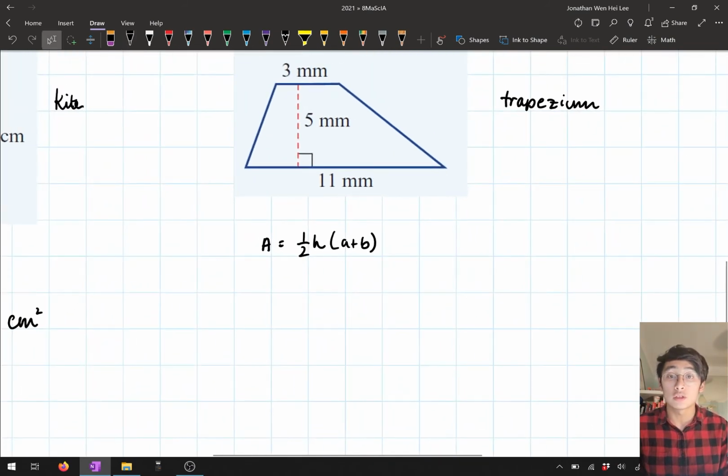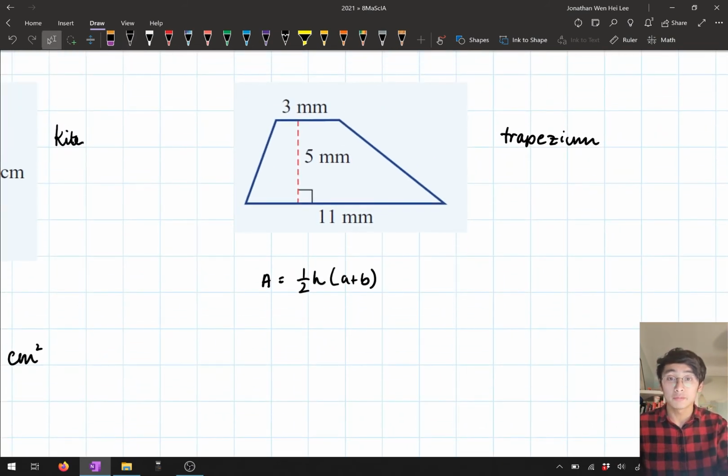When I'm using this formula, I need to find the height, and I also need to find a and b, which are the lengths of my two parallel sides. If you have a look at this diagram, I've got 3, 5, and 11. I just need to figure out where all of these measurements fit in. My two parallel sides happen to be 3 and 11, so a and b are going to be 3 and 11, which leaves me with a height of 5.